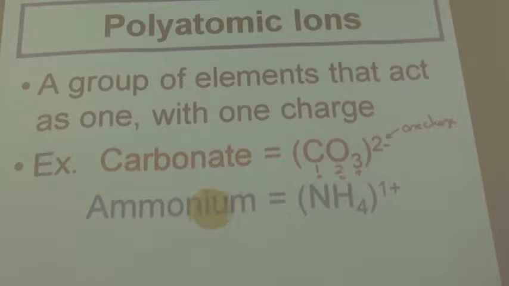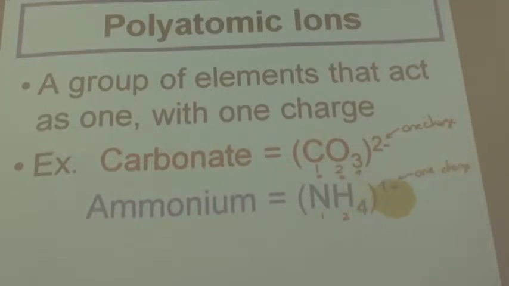Another one I can look at down here is ammonium. Ammonium is a group of elements made up of more than one element. It is an ion because it has a charge. I have my first element here, and I have my second element here. So I have nitrogen and hydrogen, and together they hold just one charge.